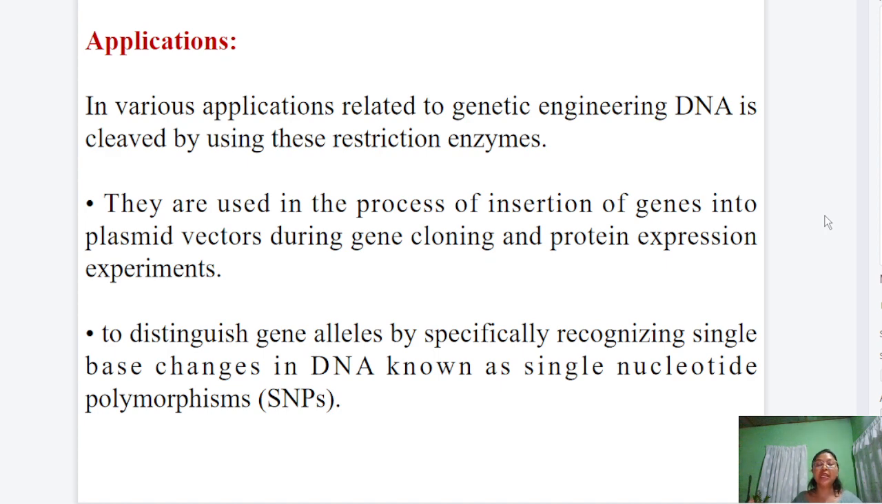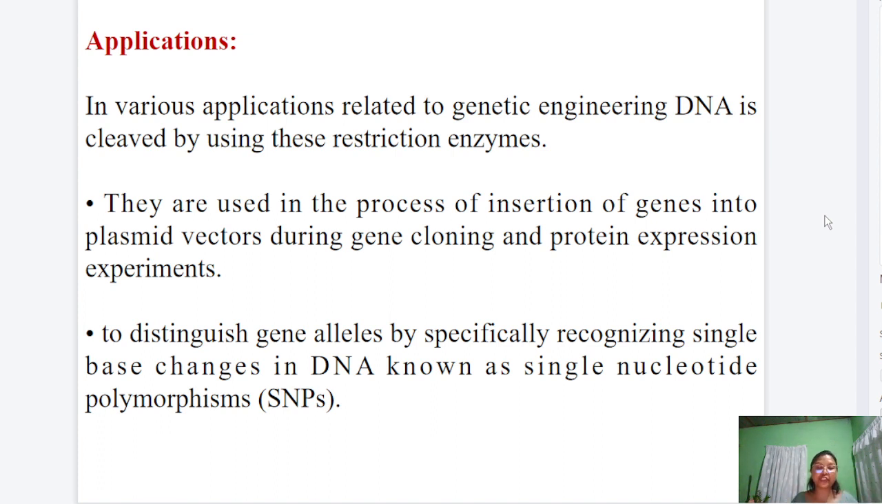Now the applications. In various applications related to genetic engineering, DNA is cleaved by using these restriction enzymes. So if I want to cut the DNA of plant A and plant B, I can use these restriction enzymes, which are the molecular scissors. They are used in the insertion of genes into the plasmid vector during gene cloning and protein expression experiments. So when I want to incorporate my gene of interest into plant A, say for example, I'm taking a gene from plant B and want to insert it in plant A.